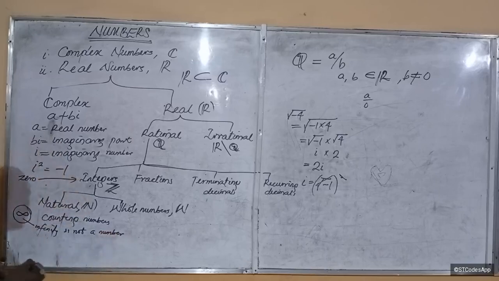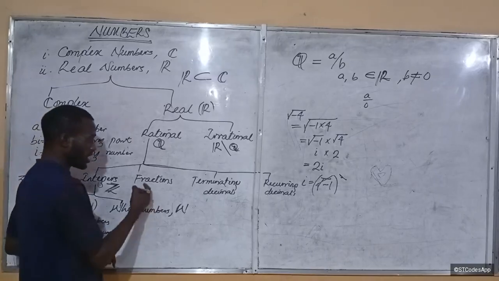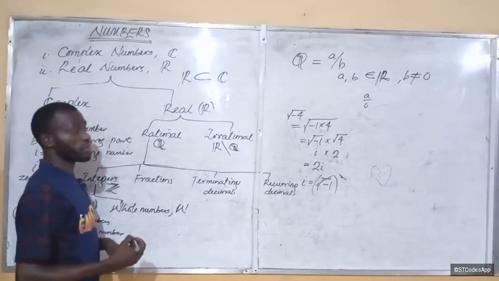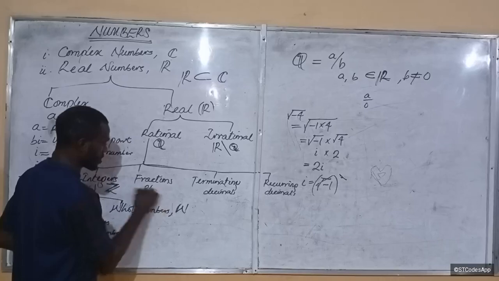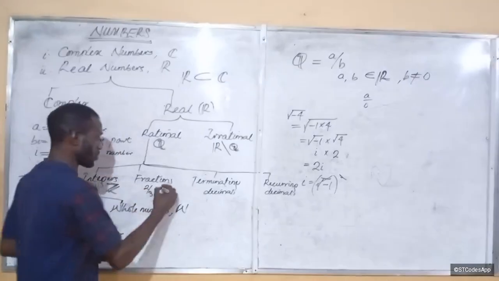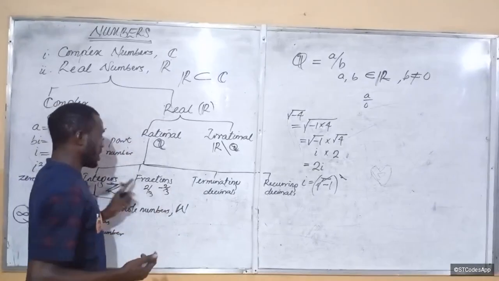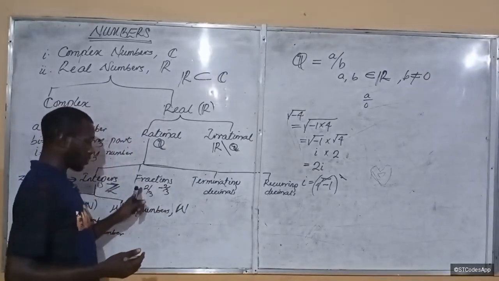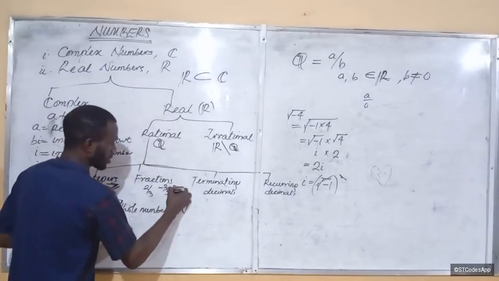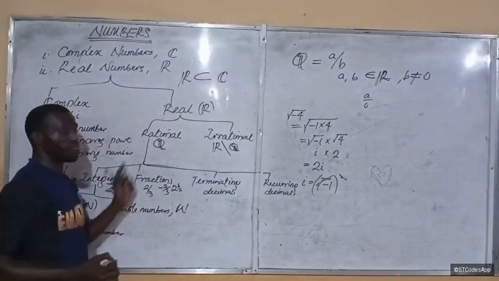All right. So we have fractions. In this case, we are talking about proper fractions like 2 over 3, or negative fractions like minus 2 over 3, or improper fractions that will have both whole parts and proper parts, such as 2 and 1 over 2. These are all fractions.